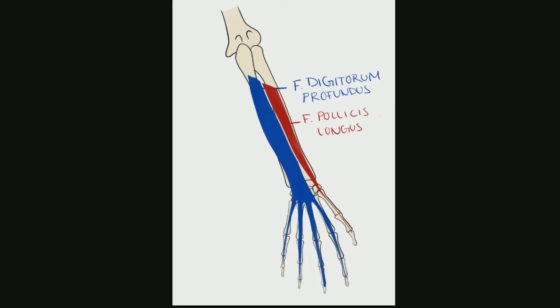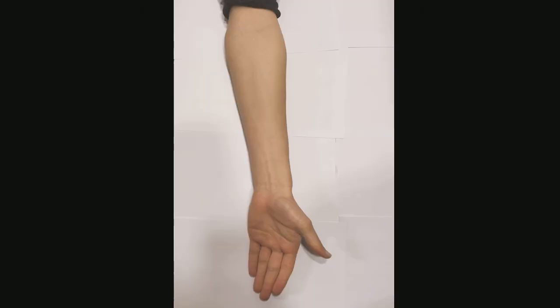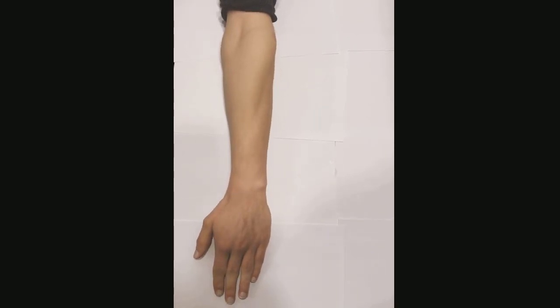Finally, the last muscle of the anterior forearm is pronator quadratus, underlaid in purple, a square-shaped muscle found deep to the other 2 muscles. It originates from the anterior surface of the ulna and inserts into the anterior surface of the radius. It is innervated by the median nerve. When contracted, it works with pronator teres to pronate the forearm.